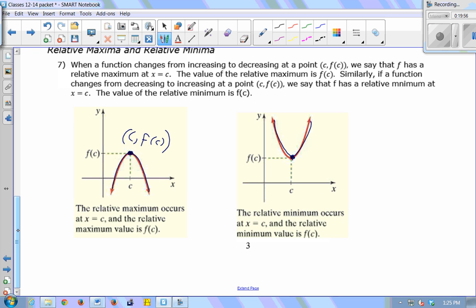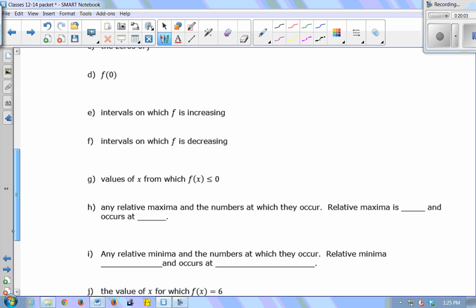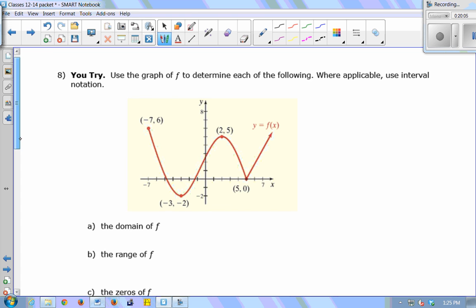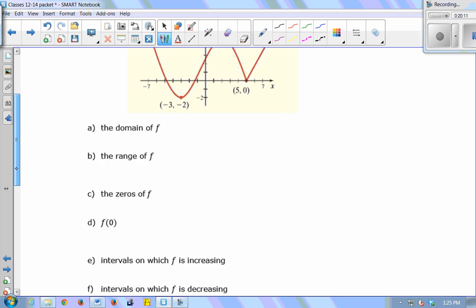So, for example, I want you to work in your groups, pulling all the stuff we just talked about together for this particular graph.